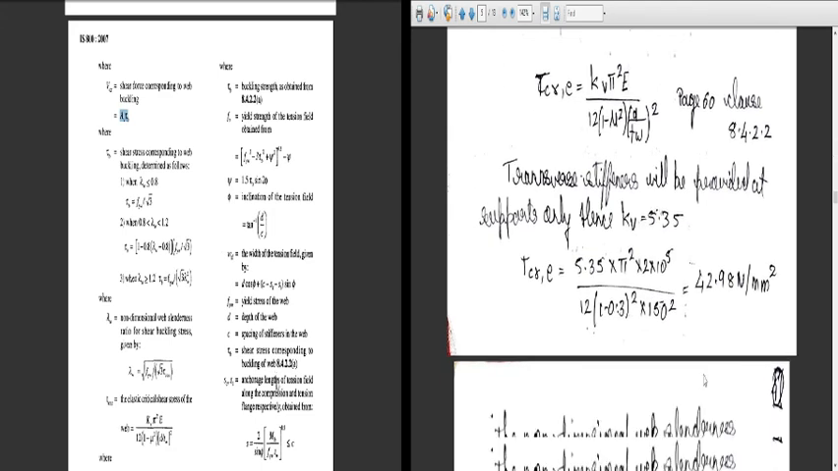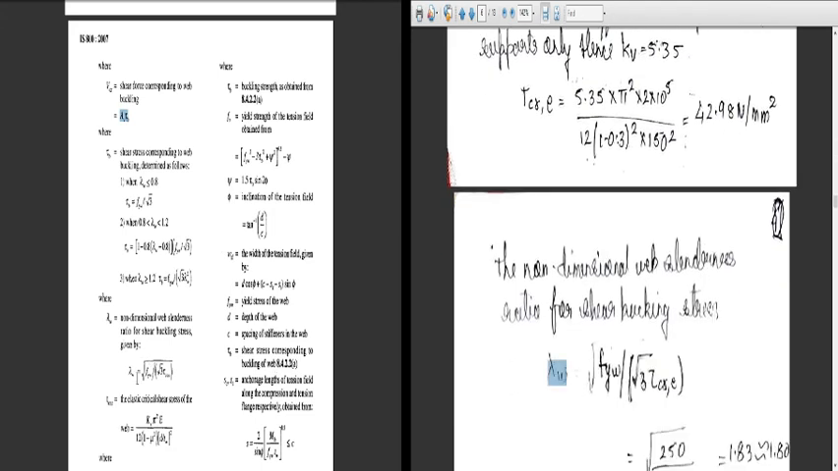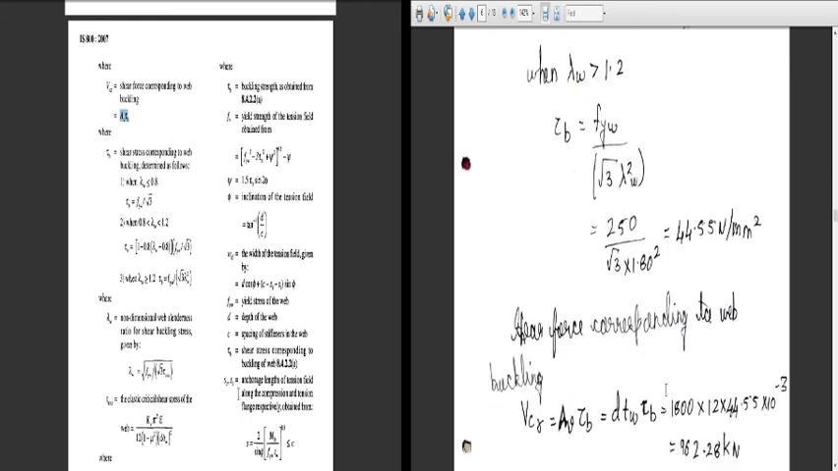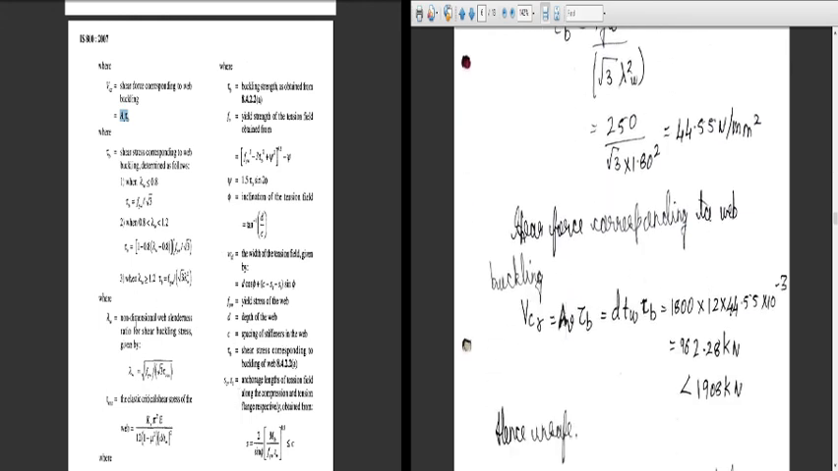After getting the value, we have to calculate lambda w. Substitute this tau CR value here, then we will get lambda w. Once we have lambda w, check which range it lies in. So obviously it is greater than 1.2. Then substitute the value and get the shear force, where the area of the web is nothing but D into TW, and check. So this is how we have computed the check for shear capacity of the girder.